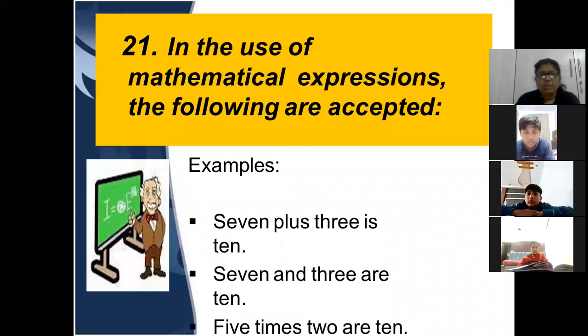Coming to 21. In the use of mathematical expressions, the following are accepted. When we talk in maths, we can say 7 plus 3 is 10, 7 and 3 are 10, and 5 times 2 are 10. So in mathematics, you can use these expressions, right? Next rule.